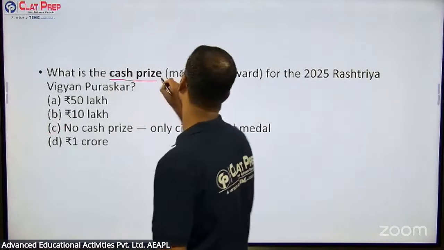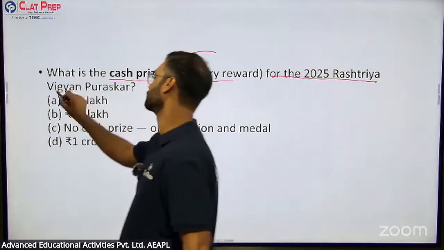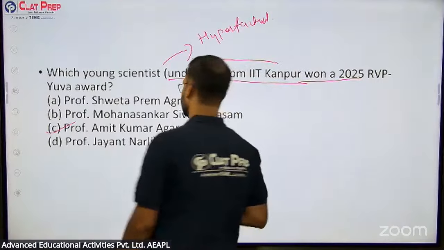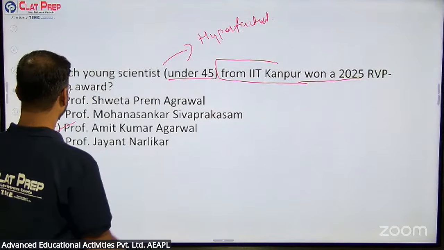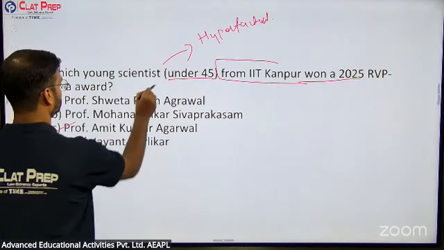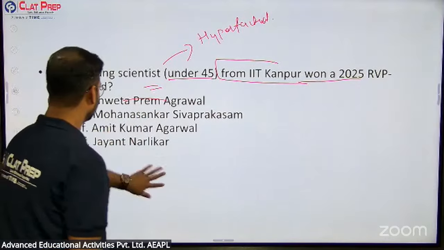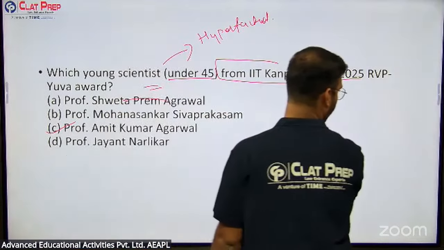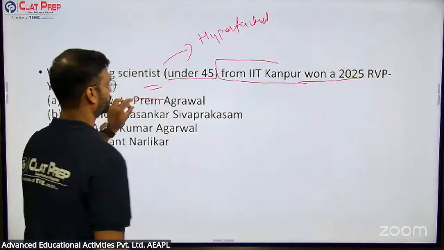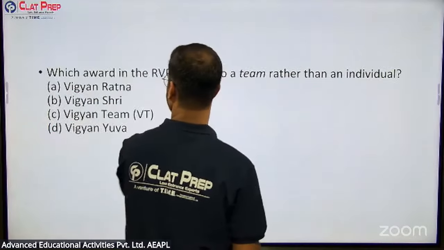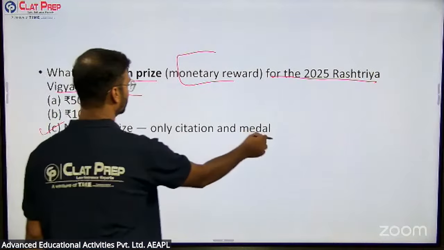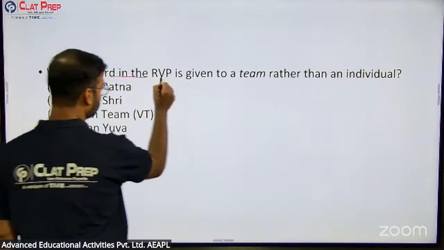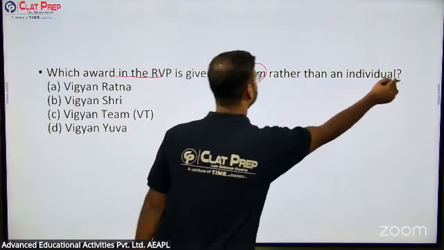Next, what is the cash prize, monetary reward for the 2025 Rashtriya Vigyan Puraskar? Moments ago, I talked about the fact that there is no cash prize given for the Rashtriya Vigyan Puraskar. And therefore, the answer for this question would be C. There is no cash prize involved here. So the answer would be option C. No cash prize, only citation and a medal.